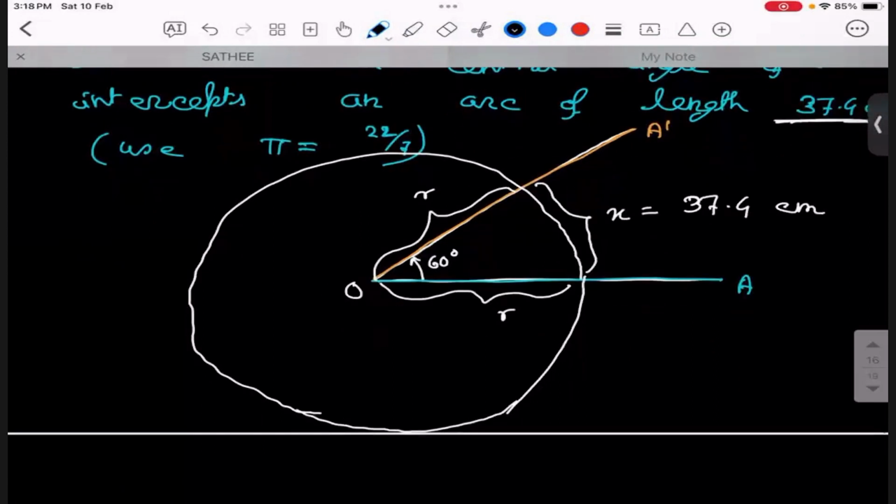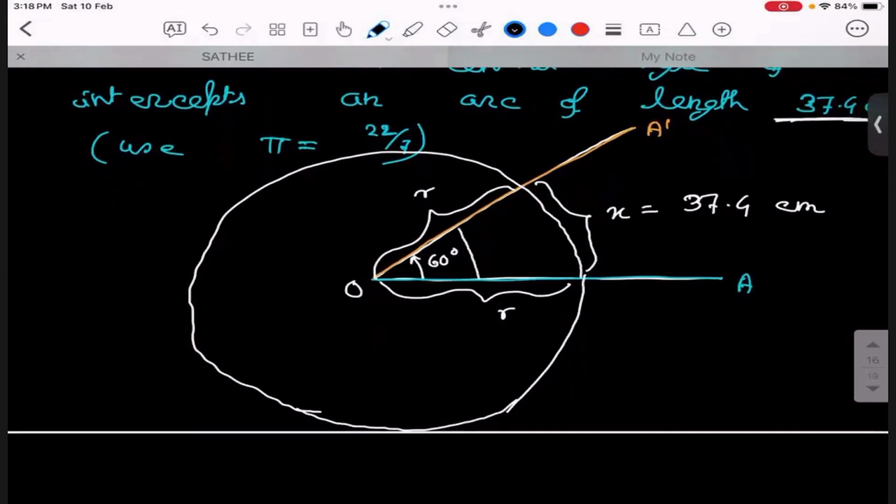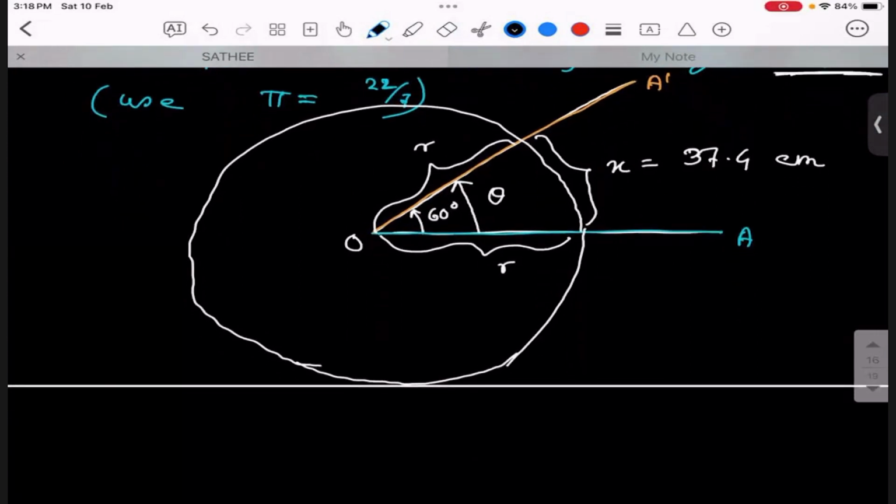Now, if I know this angle theta in terms of radian, then we can clearly say that x equals r theta, right? x equals r theta, which will imply r, which is the radius of the circle, should be equal to x by theta, where x equals 37.4 centimeter and theta should be the measure of the angle with respect to radian.